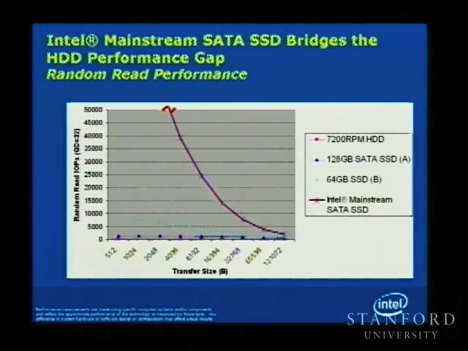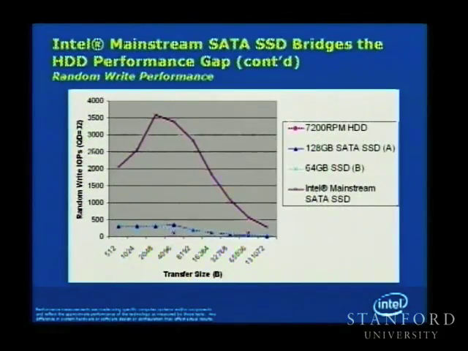Clearly, as you get out over here, the seek time has gotten out of the picture, and now it's just serial throughput, so those kind of collapse down. But from a workload perspective, you're really dominating what's going to be happening out over here. Same thing on the right side. This is random write IOPS.